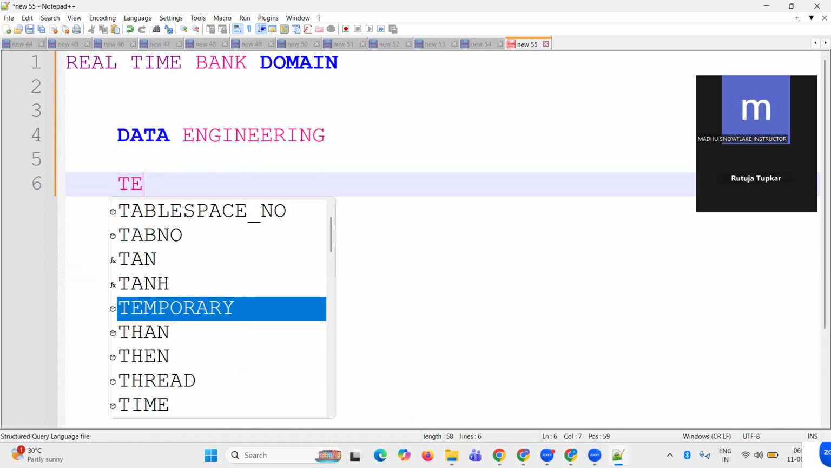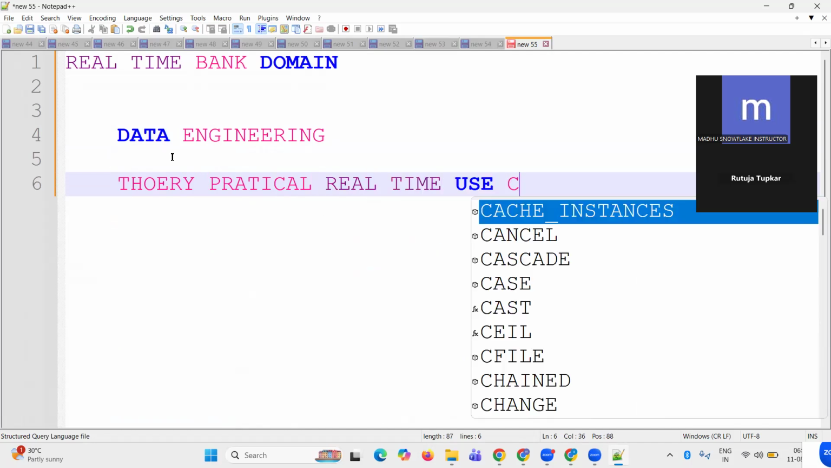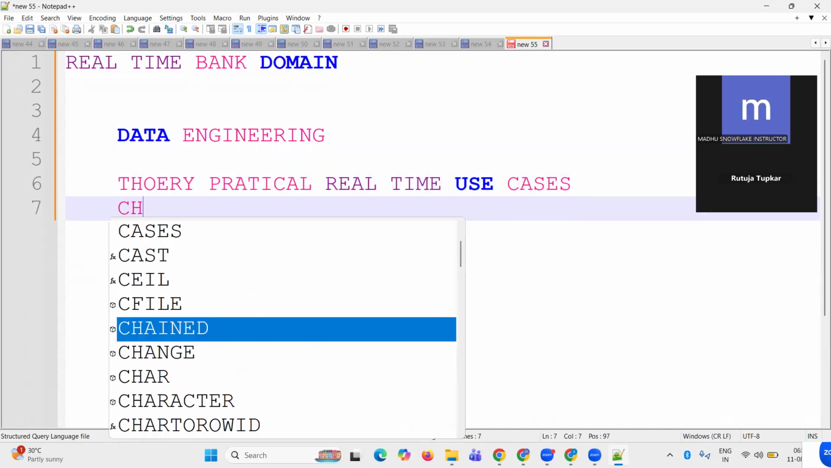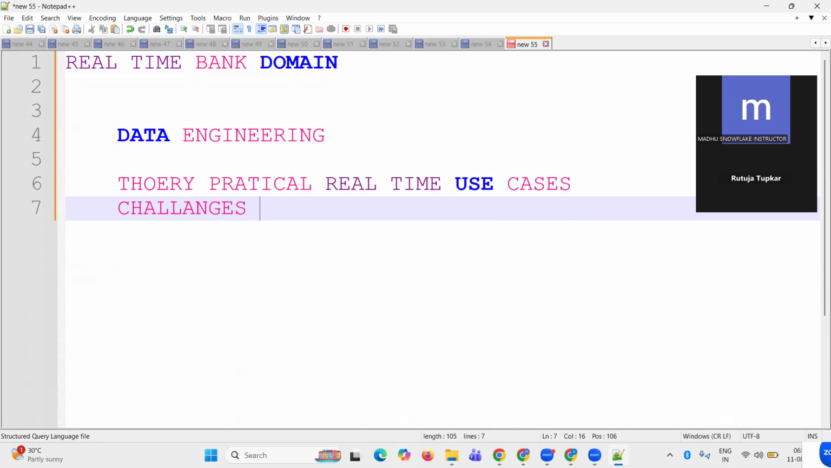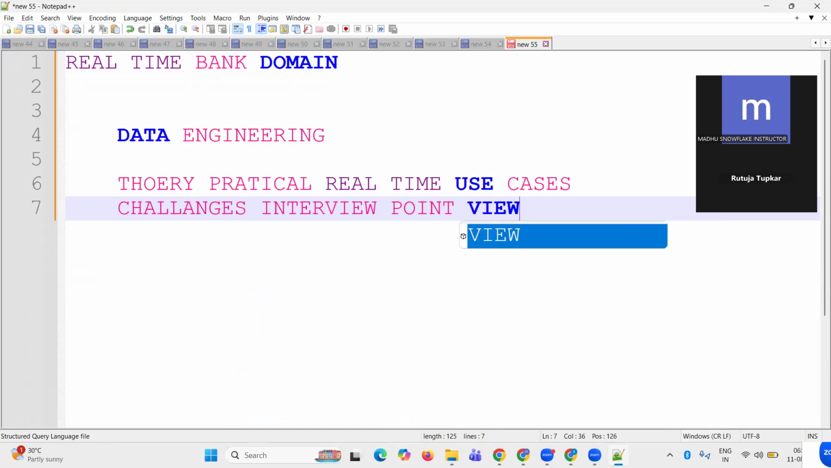We go with theory, and practical, and real time use cases, and challenges, and then the interview point of view. So I created one structure like that, and from that point of view I will teach this.